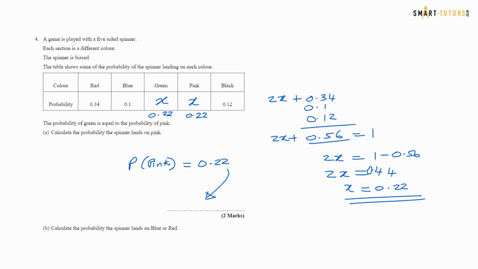Calculate the probability the spinner lands on blue or red. So probability of blue or probability of red: probability of blue is 0.1 and probability of red is 0.34. So the answer for question B is 0.44. That is the answer for question 4B.